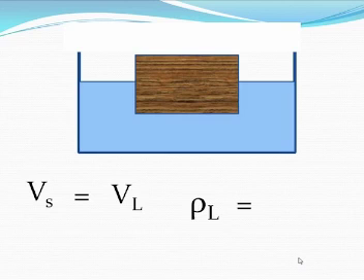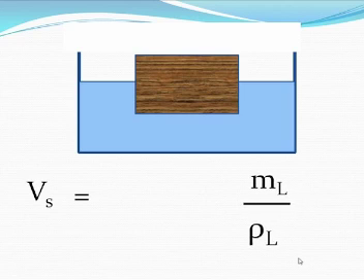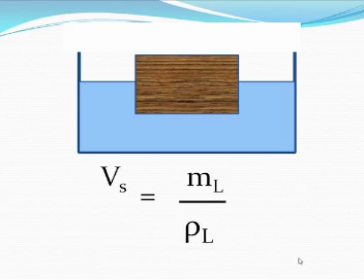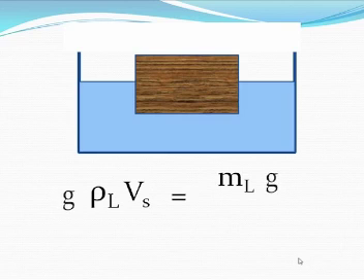The density of the liquid, maybe water or not, is the mass of the liquid displaced divided by the volume of that liquid displaced. Let me rearrange this so that I have the volume of liquid, and I'm going to replace that with m_L over rho_L. So the volume of the submerged part is equal to the mass of liquid that was displaced divided by the density of liquid. So I multiply by density on that side, multiply by g on both sides.